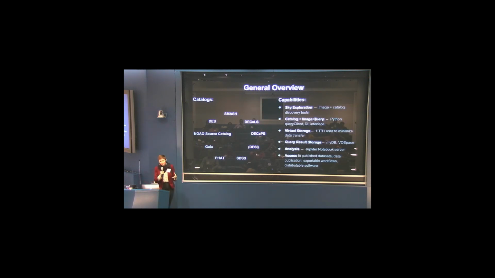But we not only have catalogs, we also have services. So we have a catalog and image query service through a Python query client, where you can query our data in a Jupyter notebook, and then analyze that data right there. Connected to this, we have virtual storage. All of our users get 1 terabyte of free storage. So you can save the outputs of your queries to our servers and save your Jupyter notebooks that you're using to analyze that data to our servers. And you never have to actually download anything onto your personal computer, which again makes this accessible anywhere there's internet, which is super exciting to me.